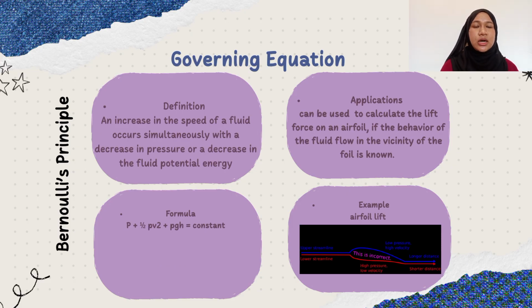The second is the Bernoulli principle. It states that when the speed of fluid increases, the pressure or potential energy decreases. The formula is P plus one over two rho v squared plus rho g h equals constant. A common example is the lift force on an airplane wing. Faster air on top creates lower pressure, which helps the plane lift. In civil engineering, the Bernoulli principle is used to understand pressure drop in water systems and to design pumping systems more efficiently.